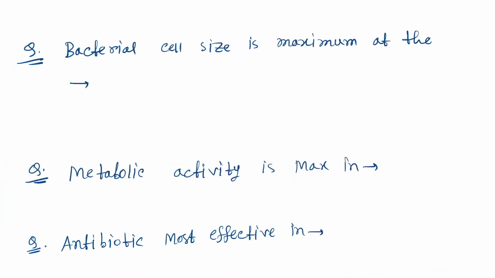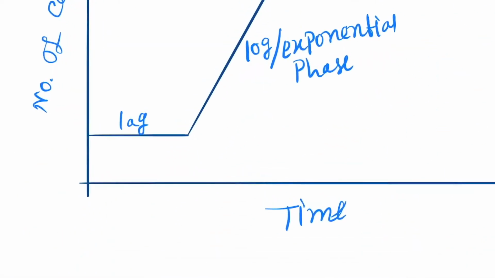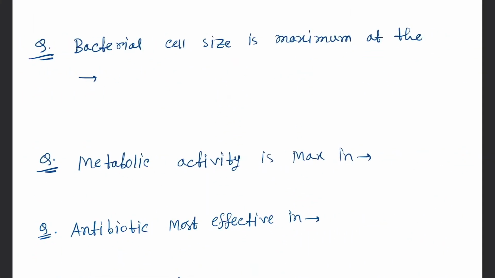Now solve all the questions, then you will be able to completely understand the graph. First is, bacterial cell size is maximum at the, here you can see. Here the bacterial cell size starts to increase. At this point the bacterial cell size is maximum. So we will say that it is the end of the lag phase, or before entering into the log phase.